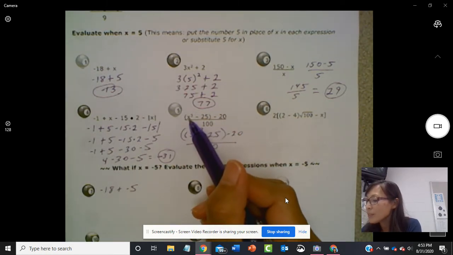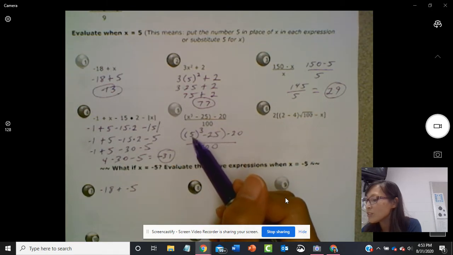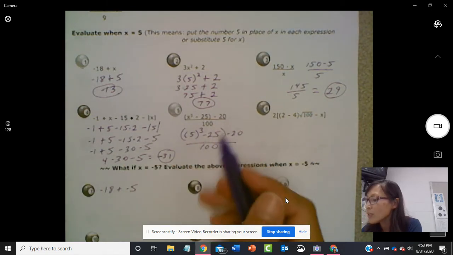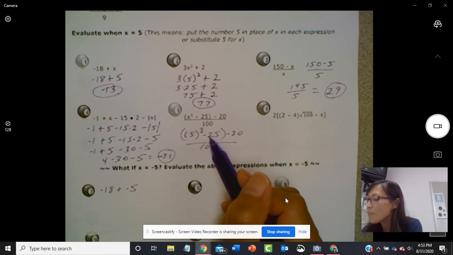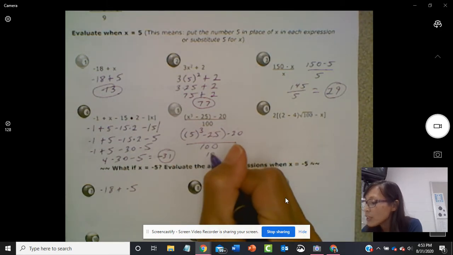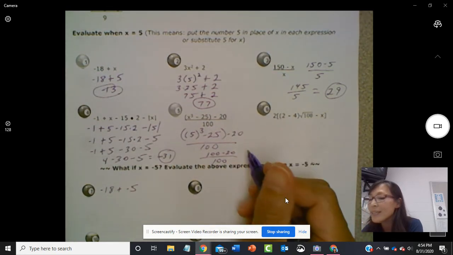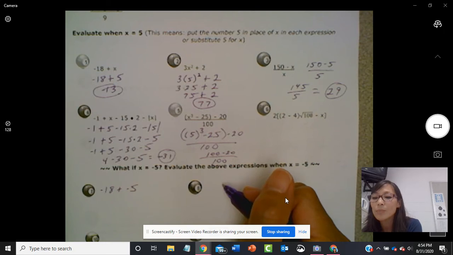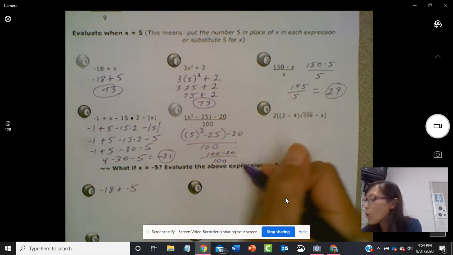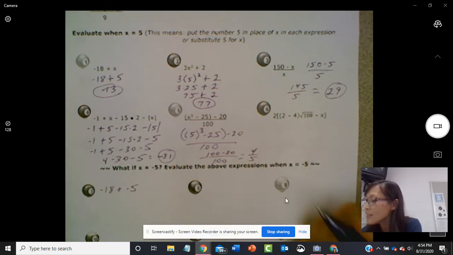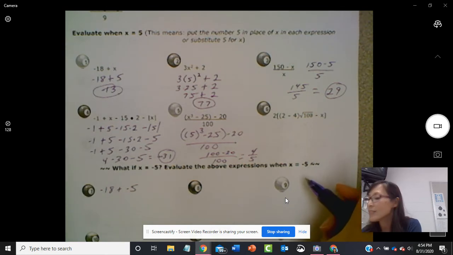And so order of operations tells us to do exponents first. We have 5 cubed, which is 125. 125 minus 25 is 100. So I get 100 minus 20 all over 100. And then 100 minus 20 is 80. 80 over 100 simplifies to 8/10 or 4/5. So this answer simplifies to 4/5.